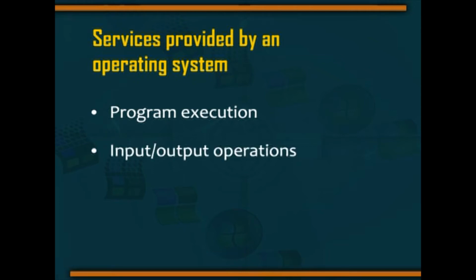Next one, input-output operations. Operating system provides the access to the required input-output device when required. Next service, file system manipulation. The operating system gives the permission to the program for operation on file. Permission varies from read-only, read-write, denied and so on. Operating system provides an interface to the user to create or delete files. Operating system provides an interface to the user to create or delete directories.